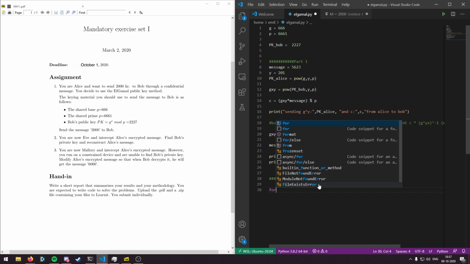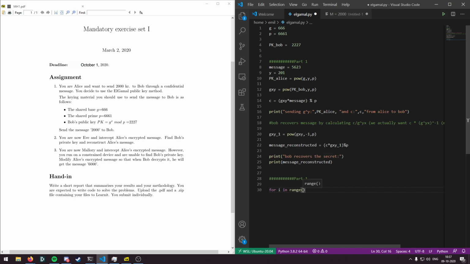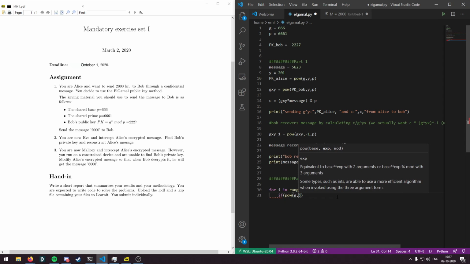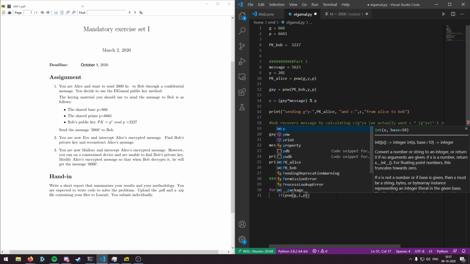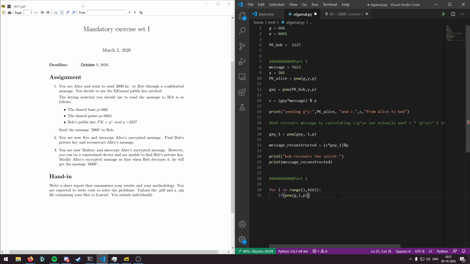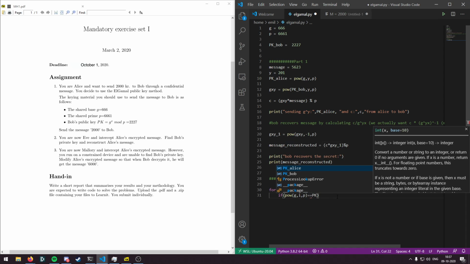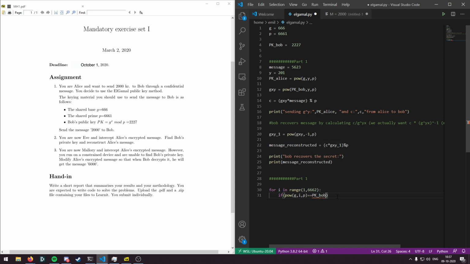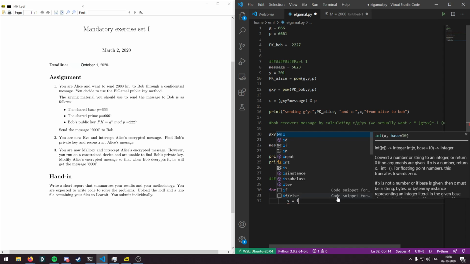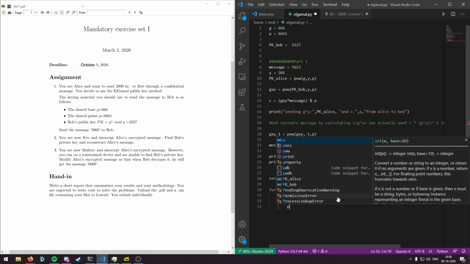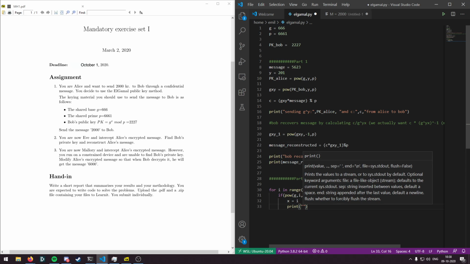Let's just brute force the key: for i in range(1, 26662), because I think it's non-inclusive in Python. If pow(G, i, P) equals Bob's public key, and Bob has sent his public key, so we can just look for it, PK Bob. Then we set x to be equal to i, and we print, haha, I found Bob's private key.